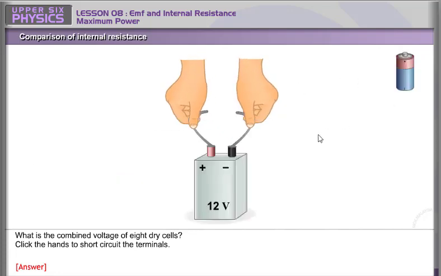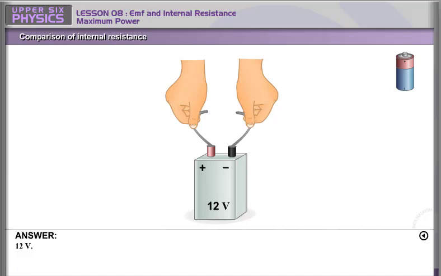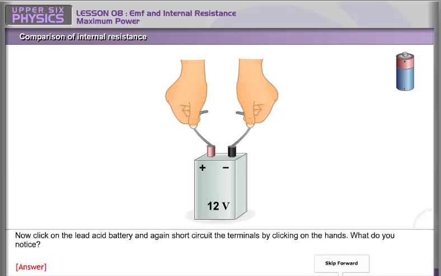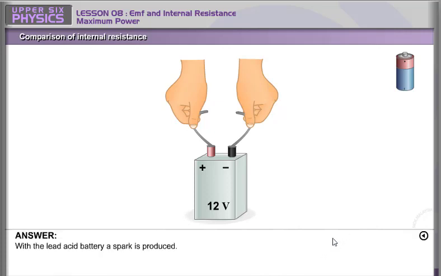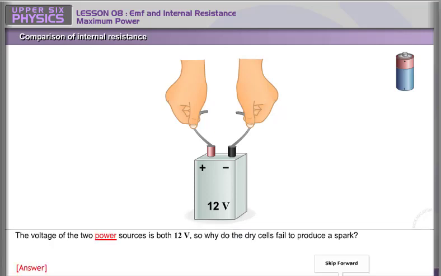But when we are using a 12 volt lead battery, we'll see sparkles. Why do you think that is? Why do you think there is a sparkle here? Any idea? Right, that's because of the internal resistance, internal resistance.